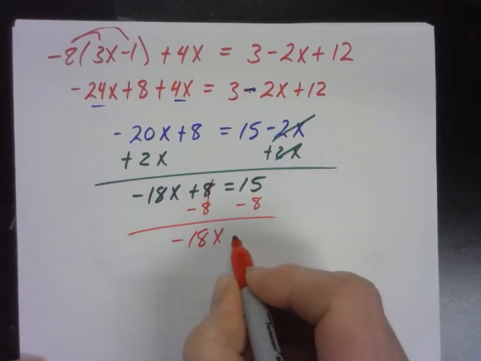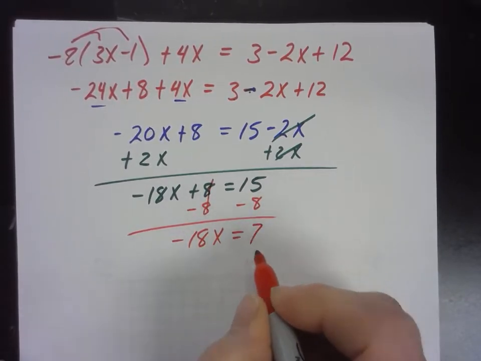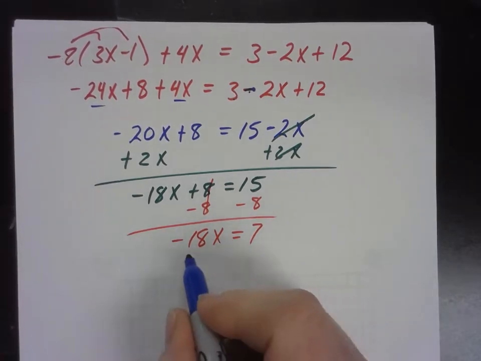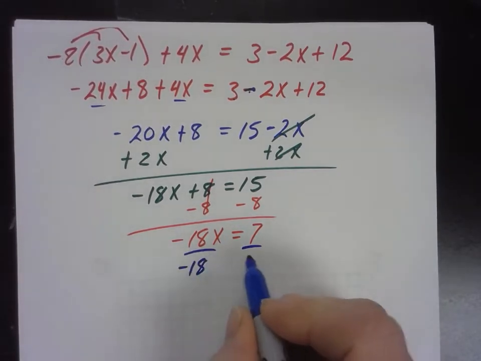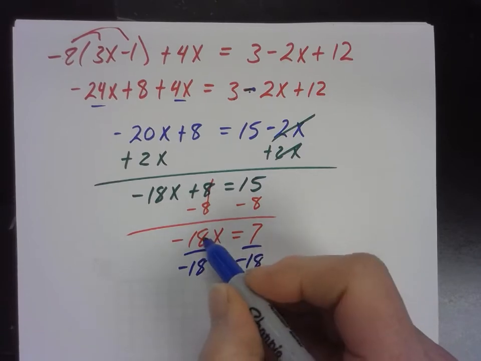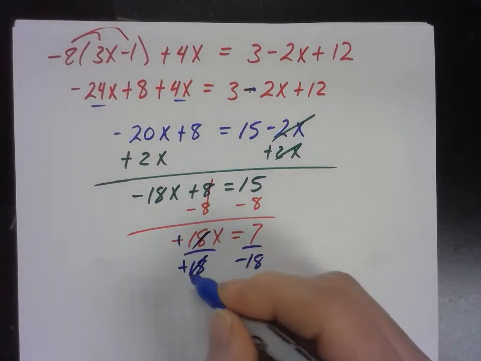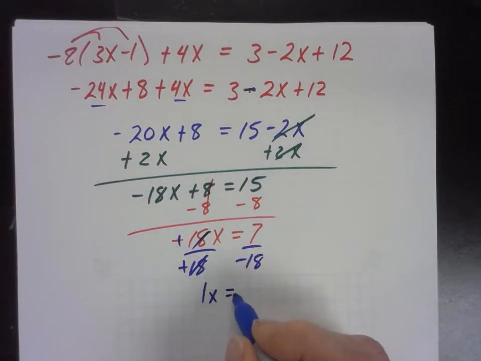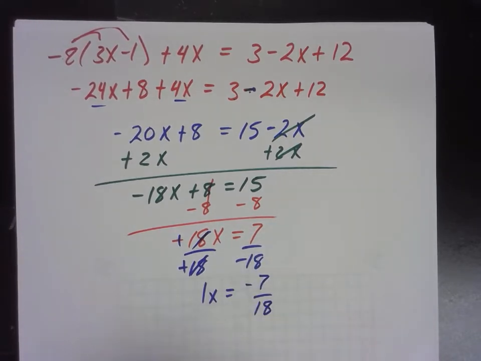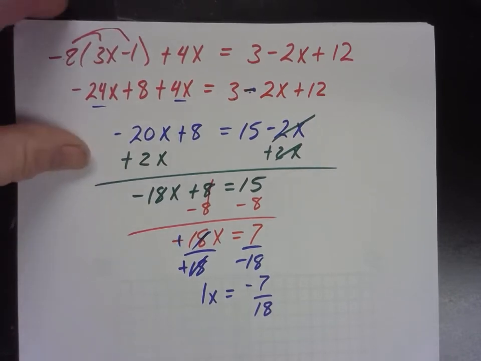Negative 18x equals 7. Now, when you divide both sides, make sure we divide by negative 18 so that this coefficient becomes positive 1. So positive 1x. And I think I'll put that negative on the top of the fraction, so negative 7/18 rather than 7 over negative 18. Everyone okay? Feeling better about these things and they don't seem so daunting anymore, do they?